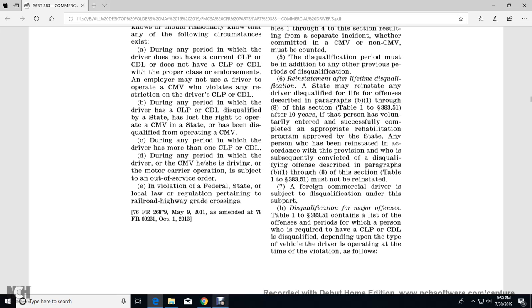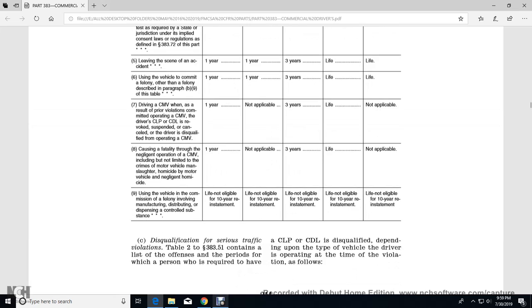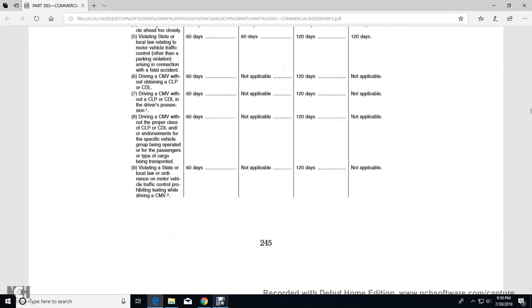Disqualification for a major offense: table 1 to 383.51 contains a list of the offenses and periods for which a person required to have a commercial learner's permit or commercial driver license is disqualified, depending upon the type of vehicle the driver is operating at the time of the violation. And then it shows the chart. Disqualification for serious traffic violations: table 2 to 383.51 contains a list of offenses and periods for which a person required to have a commercial learner's permit or commercial driver license is disqualified, depending on the type of vehicle the driver is operating at the time of the violation.